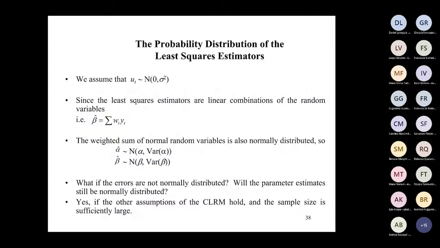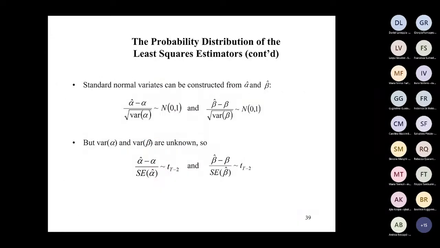So the probability distribution of the estimators: our estimate alpha hat would follow the normal distribution with a mean alpha and the variance of alpha hat, and beta hat would basically do the same.